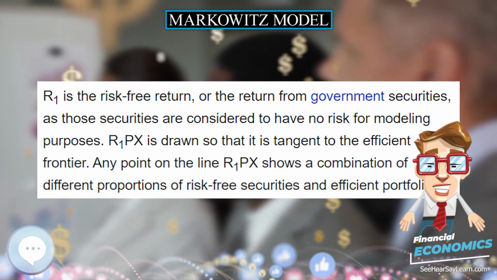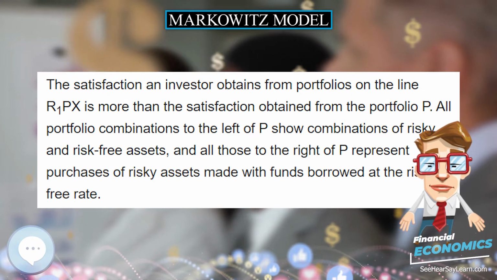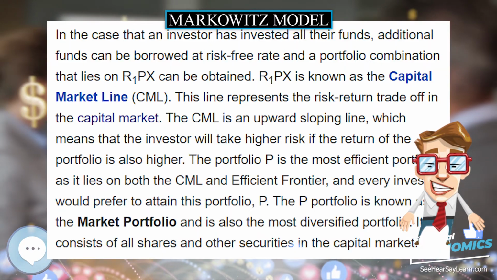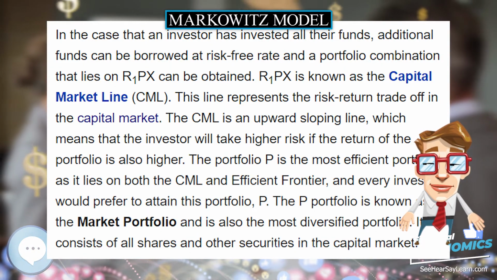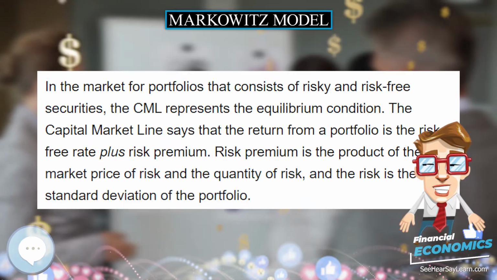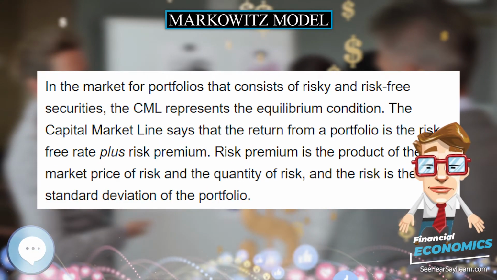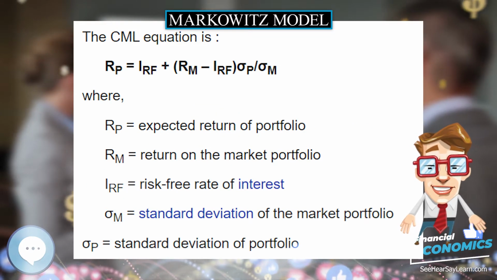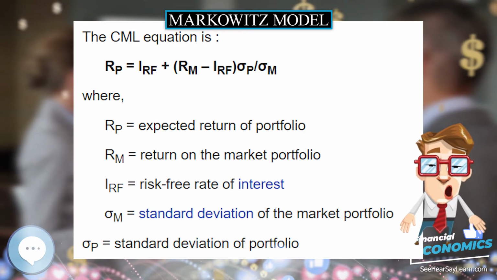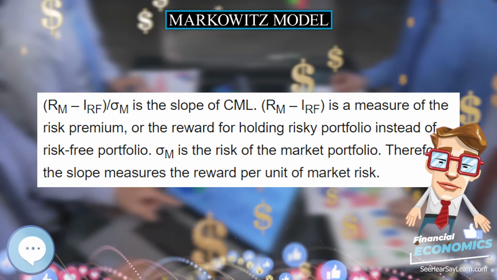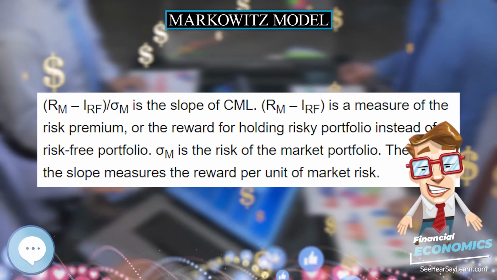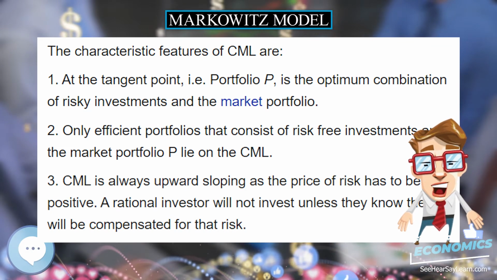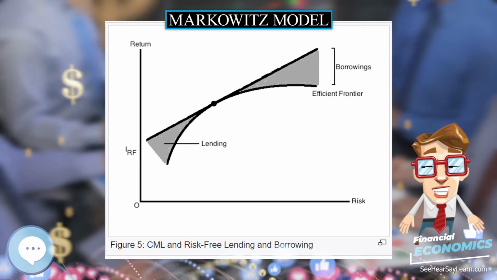All portfolios so far have been evaluated in terms of risky securities only, and it is possible to include risk-free securities in a portfolio as well. A portfolio with risk-free securities will enable an investor to achieve a higher level of satisfaction. This has been explained in Figure 4. R1 is the risk-free return, or the return from government securities, as those securities are considered to have no risk for modeling purposes. R1PX is drawn so that it is tangent to the efficient frontier.